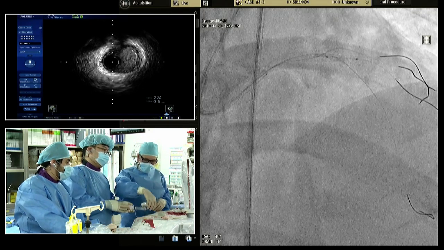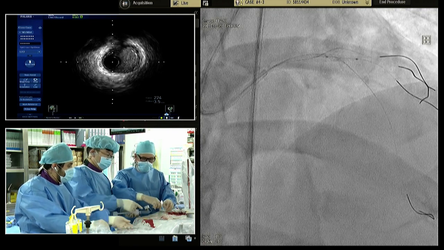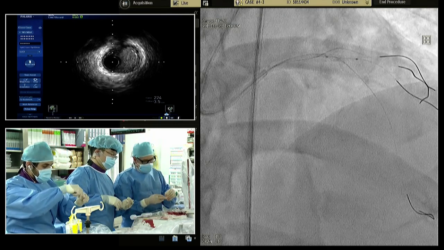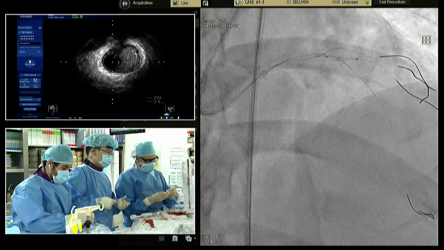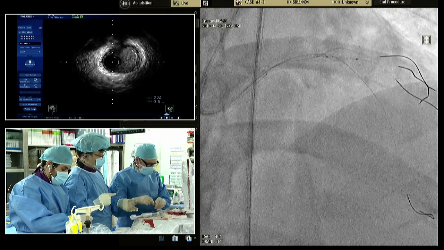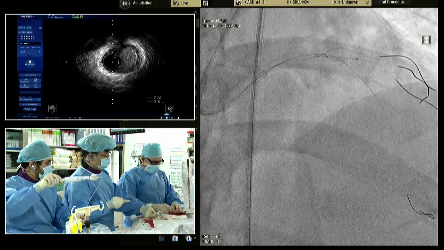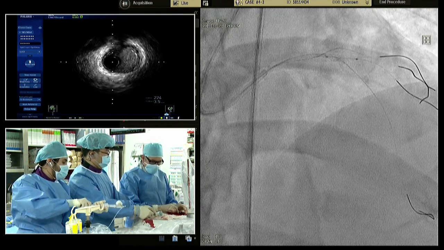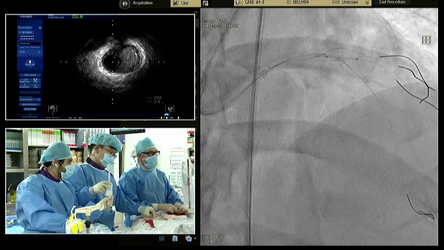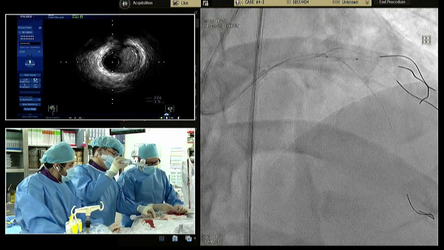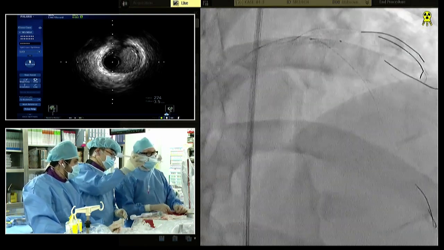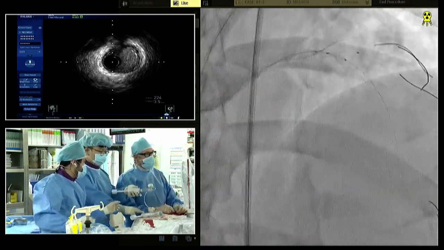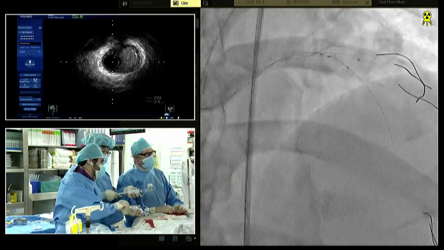Okay, off. Now we'll use the 275. It's ready. So now we'll do the kiss between LED and diagonal, because the objective of this kissing balloon inflation is just to reposition the carina in the center, and that's all. So, in order to have good rheology in the bifurcation. Okay, so now we have the 275.